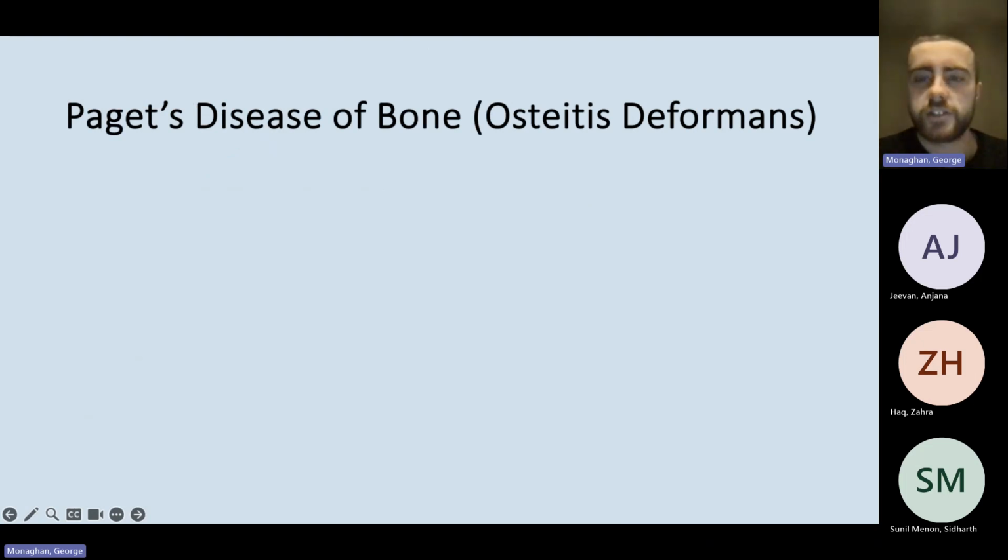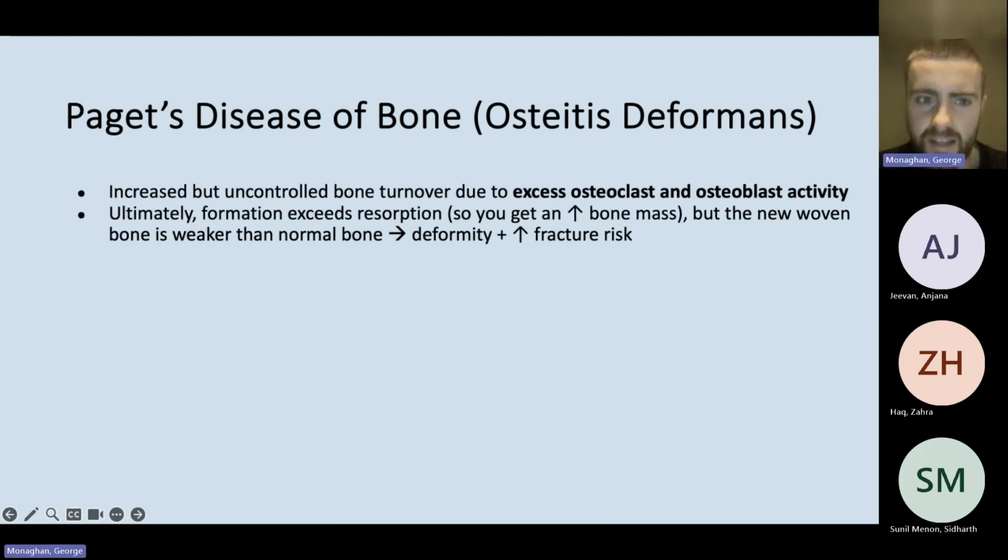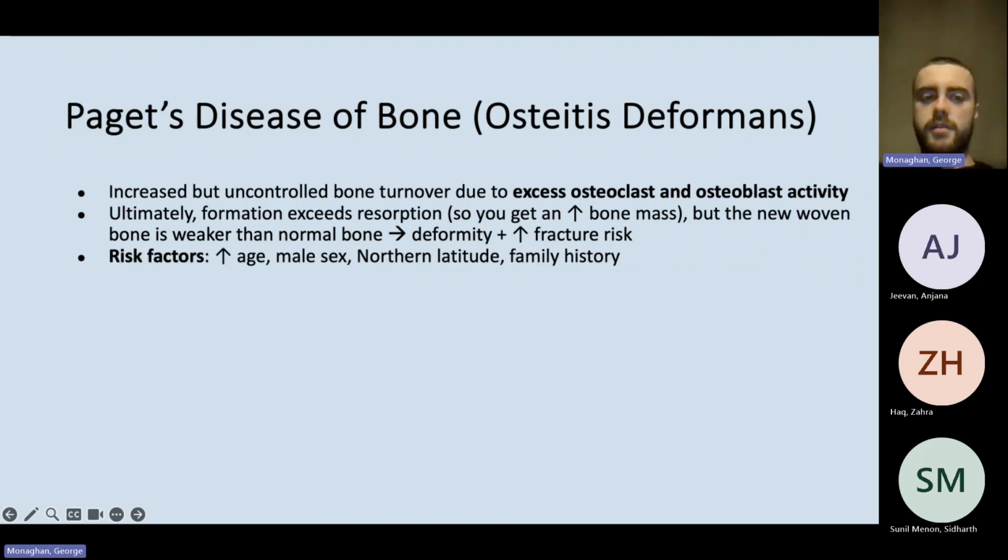So Paget's is where we have increased bone turnover, not just osteoclast activity. We have excess osteoblast activity as well, but formation usually exceeds resorption. So therefore, we have increased bone mass, but it makes weaker bone. So although it looks like there's more bone, it's weaker, so that increases the fracture risk, and we also get some deformity as well.